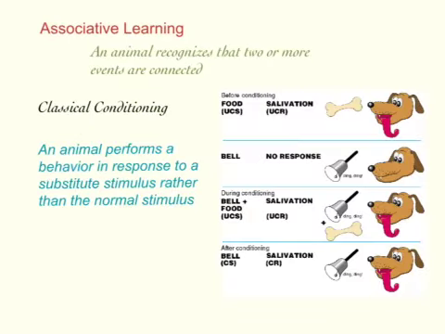There's associative learning, where an animal recognizes that two or more events are connected, and a type of associative learning is called classical conditioning. An animal performs a behavior in response to a substitute stimulus rather than the normal stimulus. In this experiment, a scientist named Pavlov used a bell to associate it with dog food. So every time the dog sees or hears the bell, he thinks that food is coming, because Pavlov used the bell to signal that food was there.